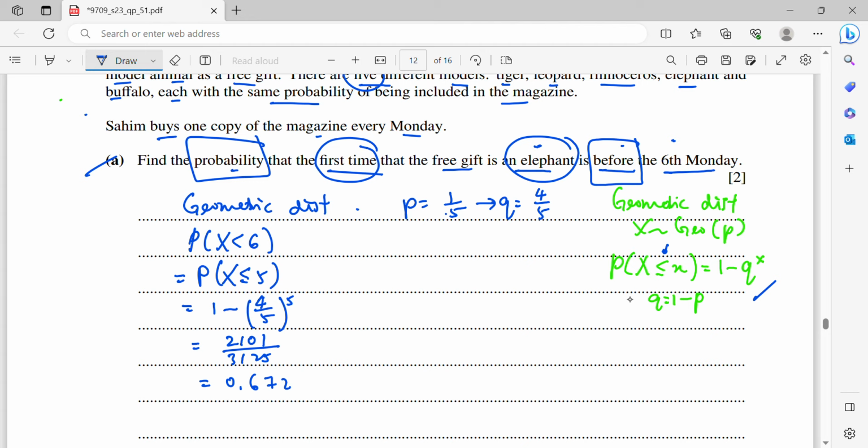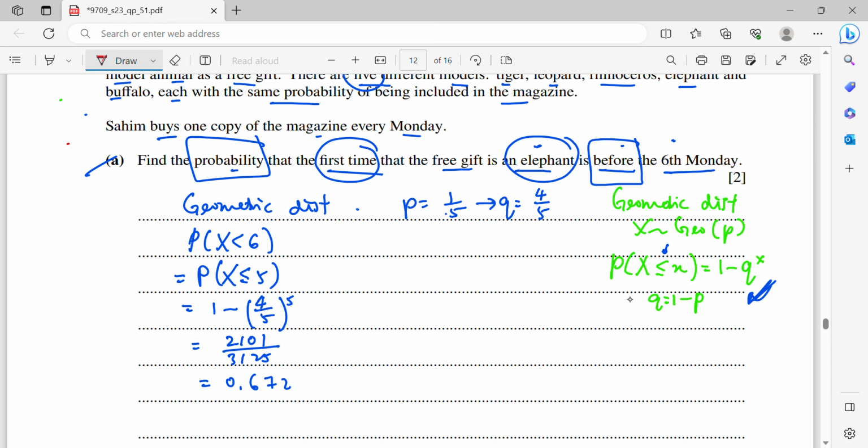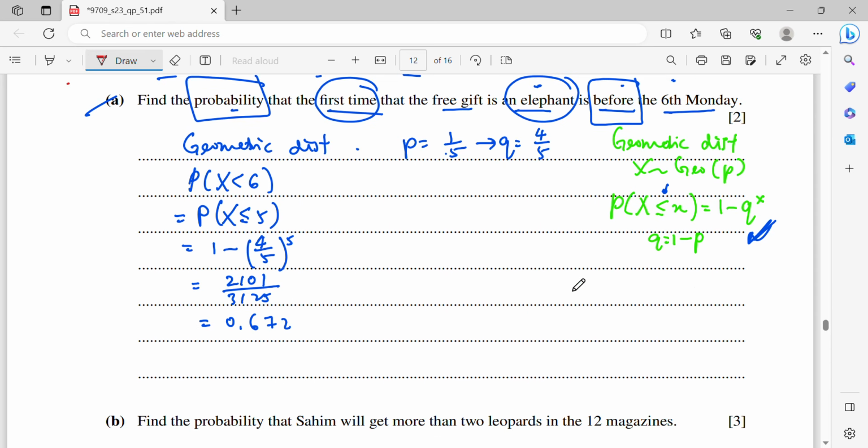What if you have forgotten this formula? Alright, then don't worry, we still can count this probability using manual calculation. This is the second method. Now we need to count P(X less than 6). P(X less than 6), we know that it will be P(X equals 1), P(X equals 2), plus until 5.